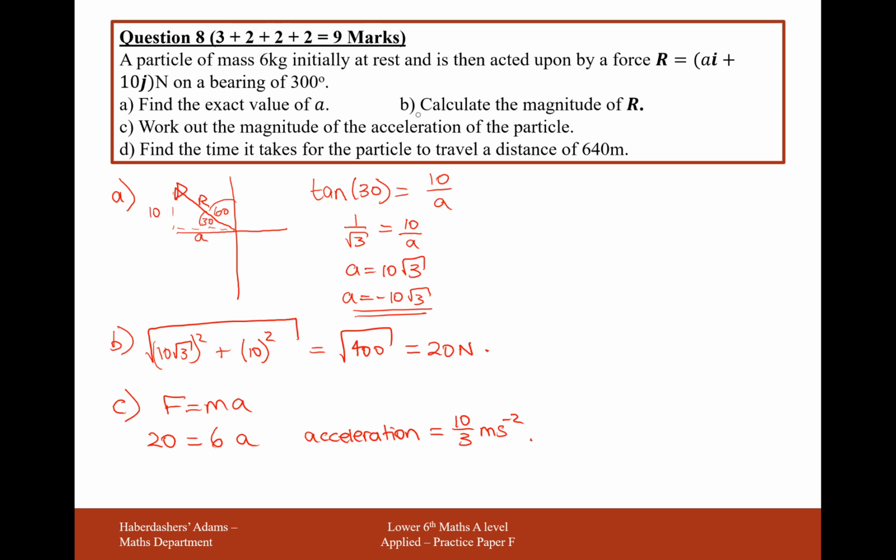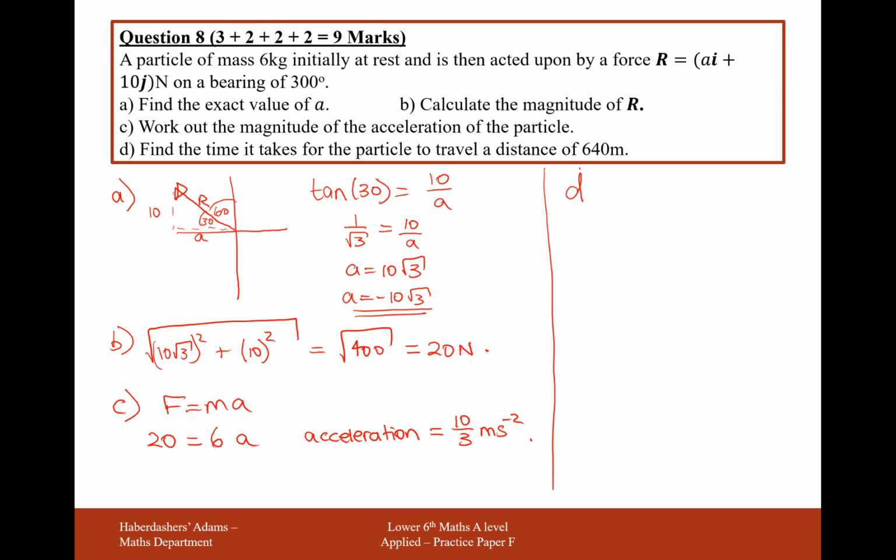Now the reason that we're working out the actual acceleration here in terms of a straight line at a bearing of 300 is because it's asked for the magnitude of the acceleration rather than it split up into its i and j form.